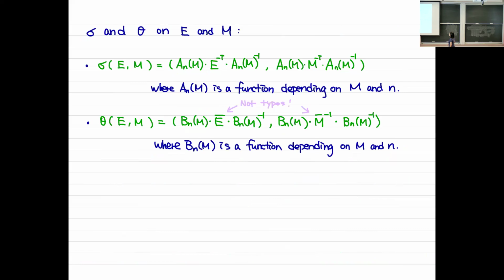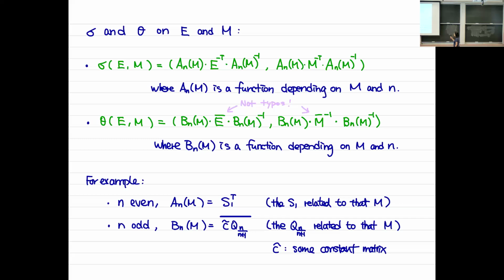So what the form looks like: sigma and theta on the connection E and Stokes M. This is conjugating. E and M have to do something themselves, and then they are conjugated by A_n and B_n. They are functions depending on M and N, so it's not constant. For example, if N is even, then A_n is the transpose of the first Stokes. And if N is odd, then B_n looks like this. It's even more complicated. It's the Q, but it is Q at N over N plus 1, and you have a C tilde, which is a constant matrix. Of course, they all come from M, so from M you can reconstruct all those things. They are related to M, and they are related to N as well. So you have all these maps.